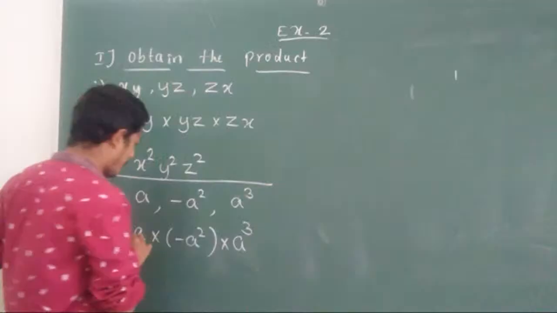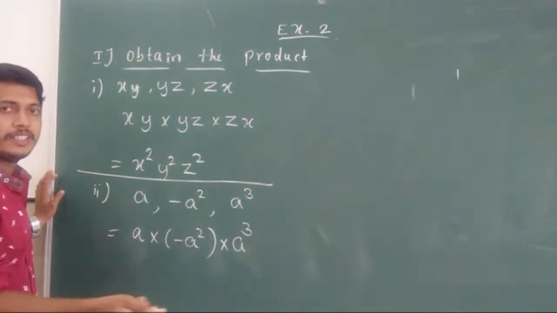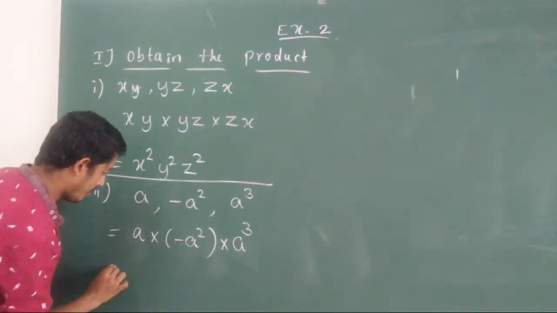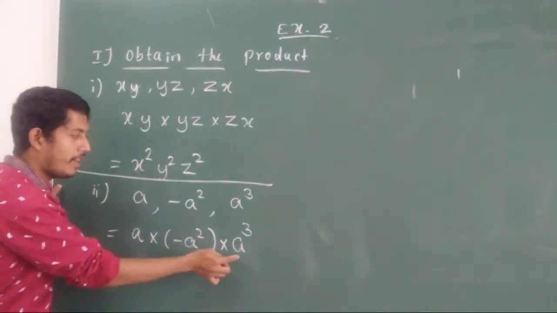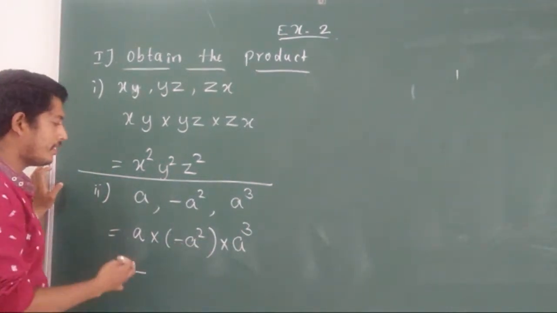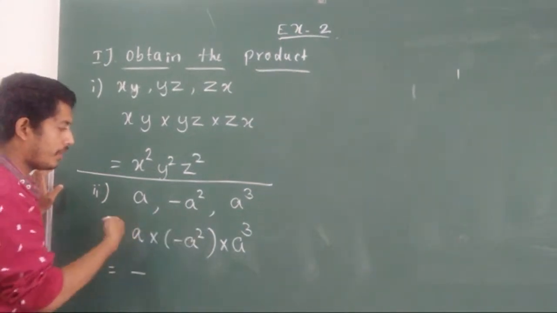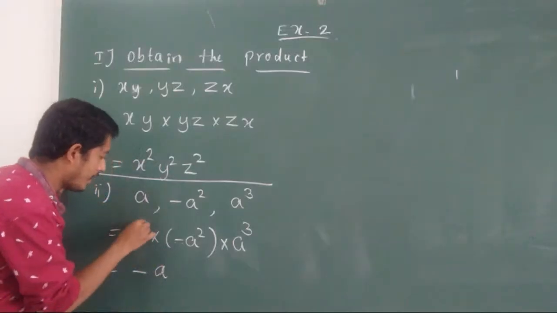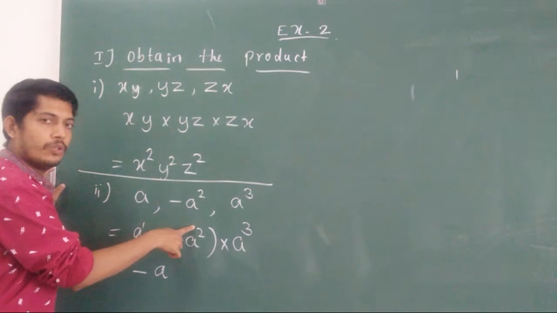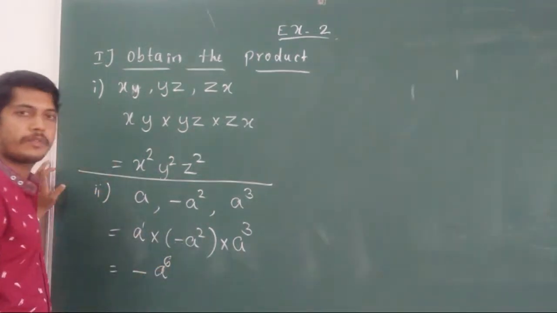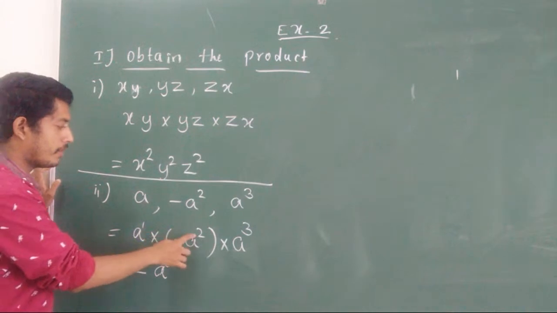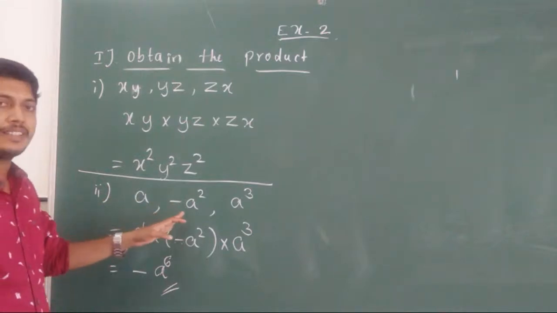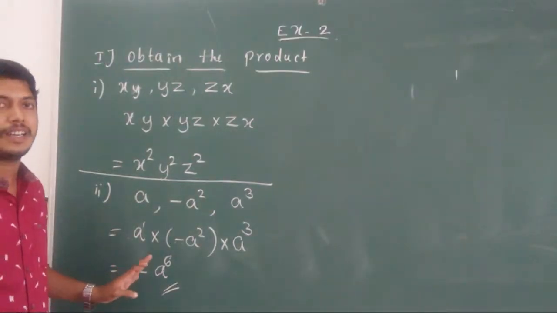Plus into minus, here no sign is present, which means positive. Plus into minus is minus, minus into plus is minus. So we can multiply a into a square into a cube. It becomes a, then the exponents are 1, 1 plus 2 is 3, 3 plus 3 is 6. Therefore, the product of a, minus a square, a cube becomes minus a raised to 6.